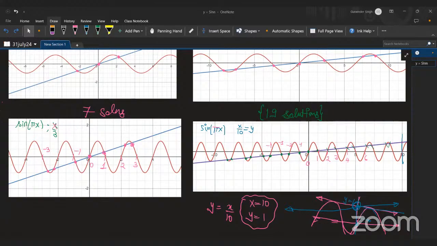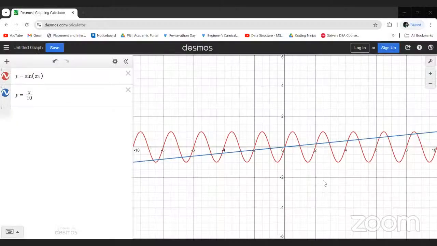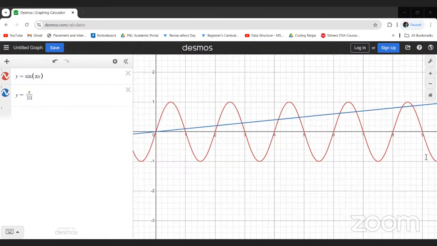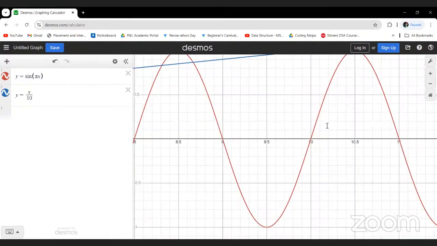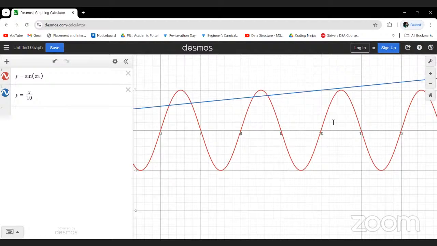Just a second, I will share my screen again. Can you see this curve? See, this red one is the curve of sine of pi x. And this second curve is this line, y is equal to x by 10. So I'm going back, I am enlarging the curve to show you.